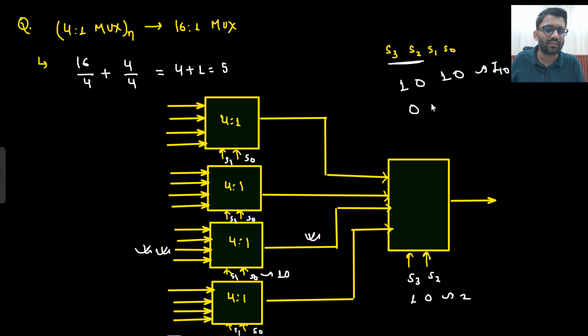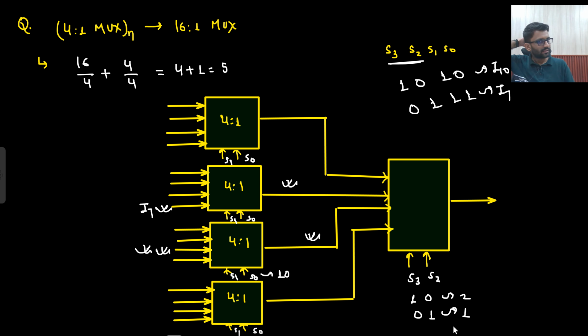Let's take another example: 0111. S3, S2 is 01, which means they will be looking at 1. Where is 1? This is 1. If S1, S0 is 11, they will be looking at this, so this will be traveled and you will get this at the output. And what is this? I0, I1, I2, I3, I4, I5, I6, I7. So this is I7. Was it 7 only? Yes, so you are getting the correct answer. So the MSB bit will always be near the output, right?